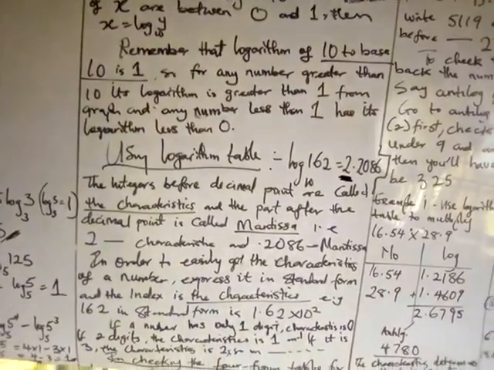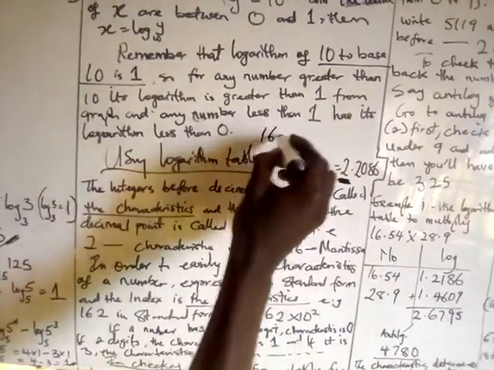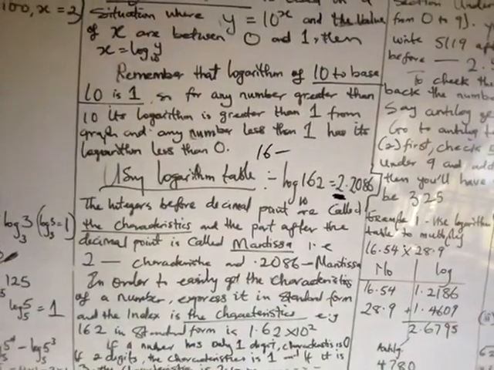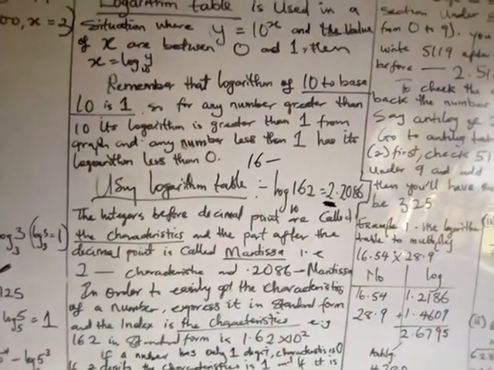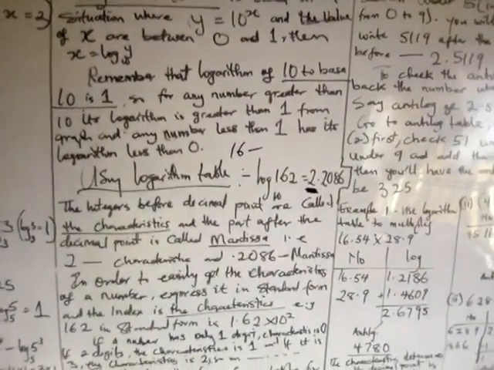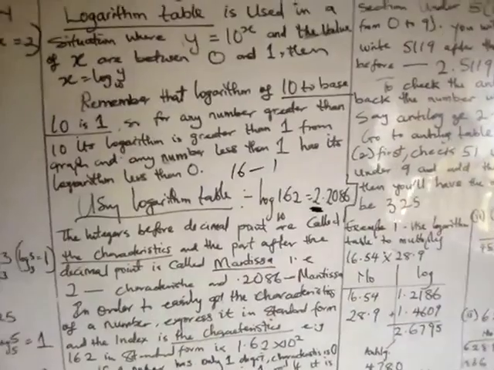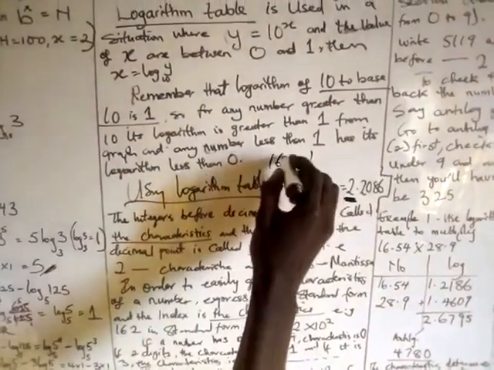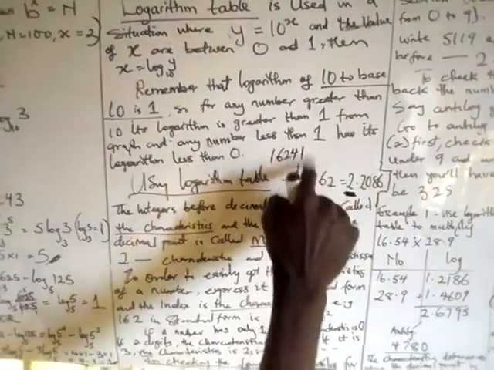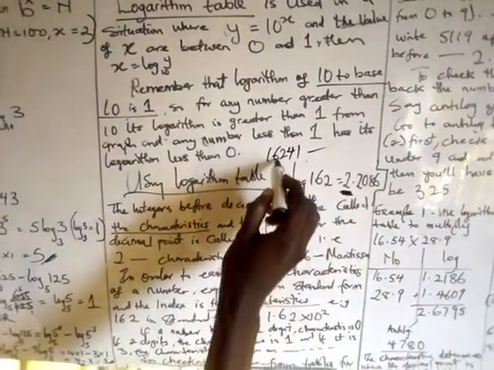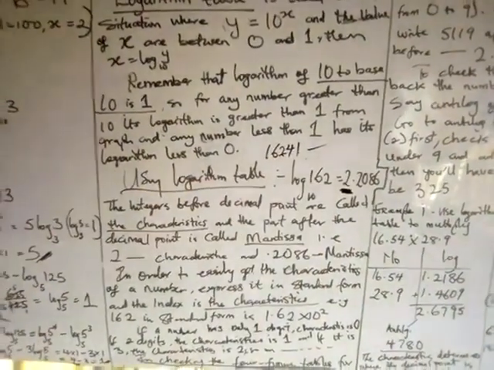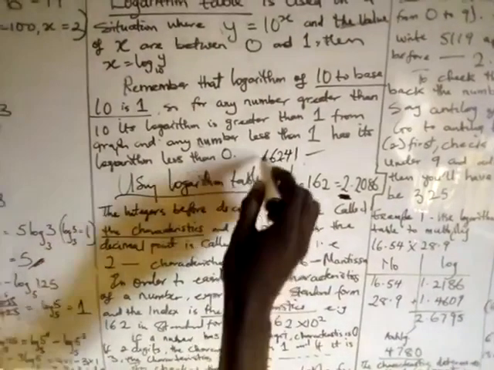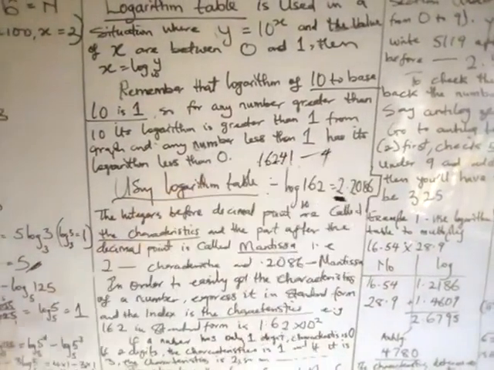Let's say we have 16. What is the characteristic of 16? It has how many digits? It has 2 digits, so the characteristic is 1. If it is 16241, how many digits do we have? We have 1, 2, 3, 4, 5. So the characteristic will be 4.